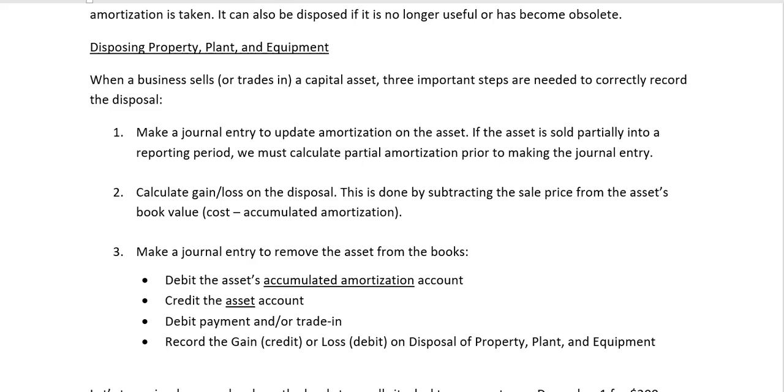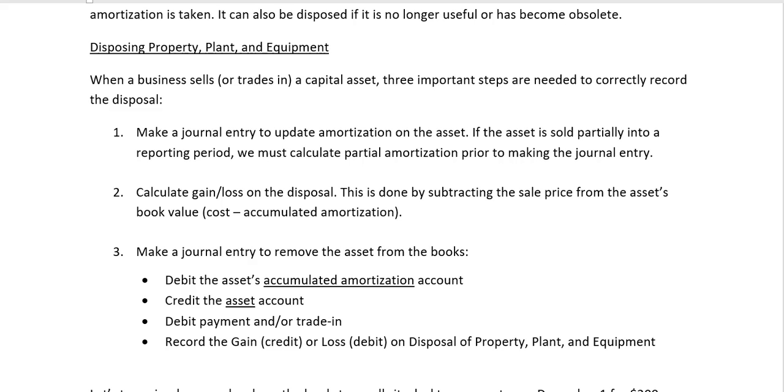Disposing PP&E. When a business sells or trades in a capital asset, 3 important steps are taken to correctly record the disposal. First, we update amortization. Make a journal entry to update amortization on the asset. If the asset is sold partially into a reporting period, we must calculate partial amortization prior to making the journal entry. Step 2, we're going to calculate the gain or loss on the disposal.